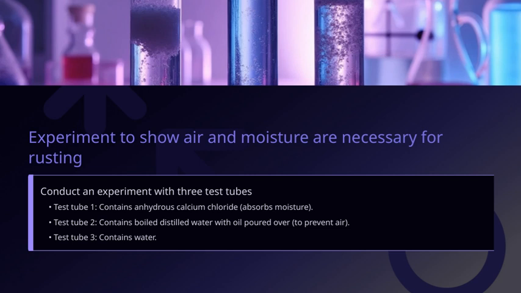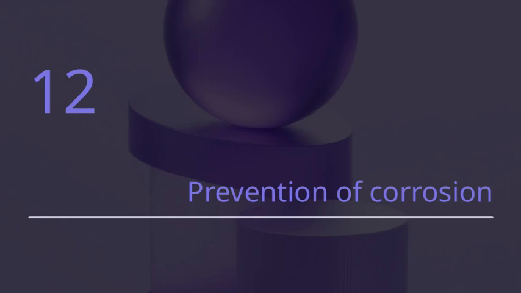The purpose of this experiment is to demonstrate that both air and moisture are necessary for rusting to occur. By comparing what happens in each test tube, we can see clearly how these elements influence the rusting process. This ties into our overall theme of understanding the conditions needed for corrosion, highlighting why environments with moisture and oxygen accelerate rust formation. Let's talk about prevention of corrosion.